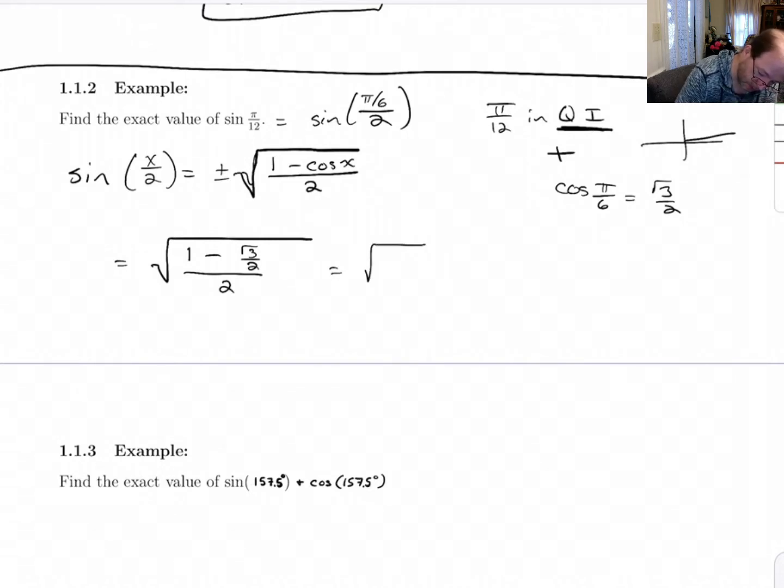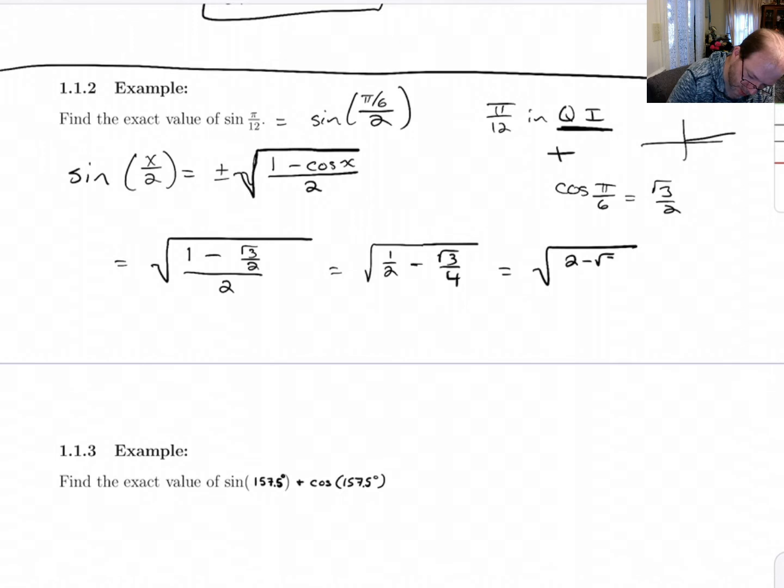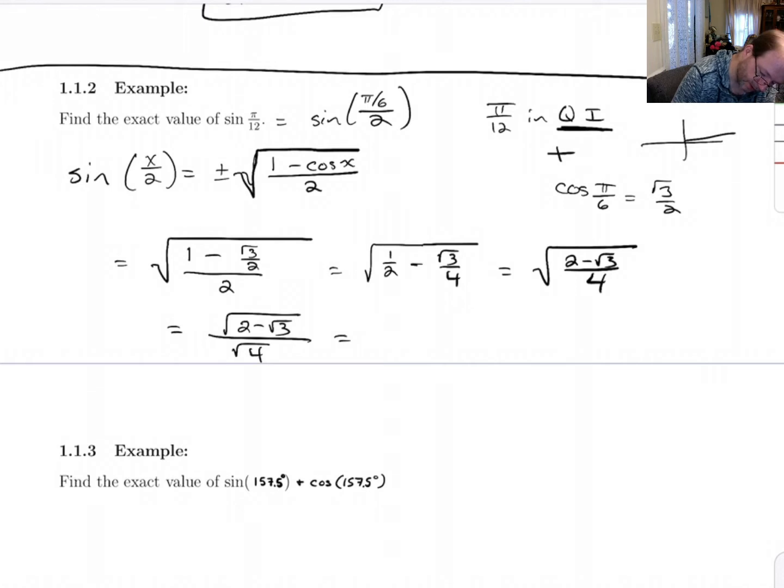So that's 1/2 minus root 3 over 4. If we multiply both of those things by 1/2, that's going to be 2 minus root 3 over 4. And I'll show this step here. The top becomes 2 minus root 3. The bottom becomes root 4. And so that's how we get on top root 2 minus root 3. On the bottom we just get 2.